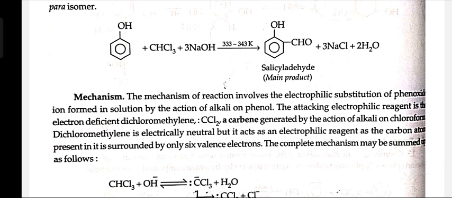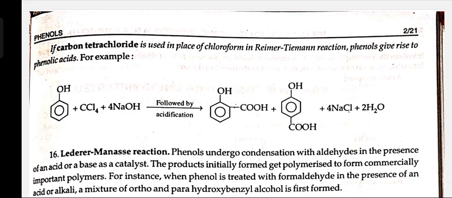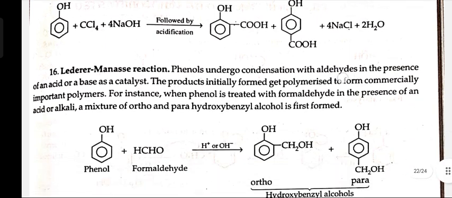Mechanism. The mechanism of the reaction involves the electrophilic substitution of the phenoxide ion formed in the solution by the attack of the alkali on phenol. The attacking electrophilic reagent is the electron-deficient dichlorocarbene, CCl2, generated by the action of an alkali on chloroform. Dichlorocarbene is electrically neutral but acts as an electrophile as the carbon atom is surrounded by only 6 valence electrons. This complete mechanism may be summed up as below. If carbon tetrachloride is used in place of chloroform in the Reimer-Tiemann reaction, phenols give rise to phenolic acids.